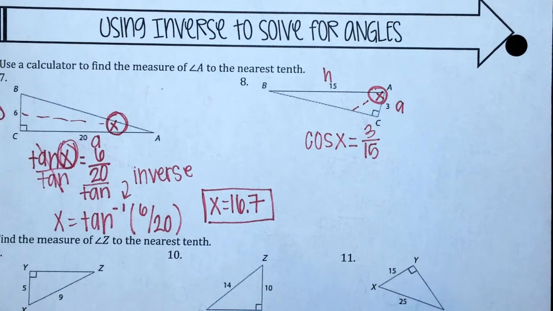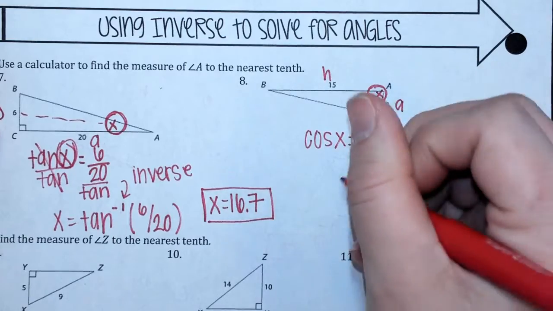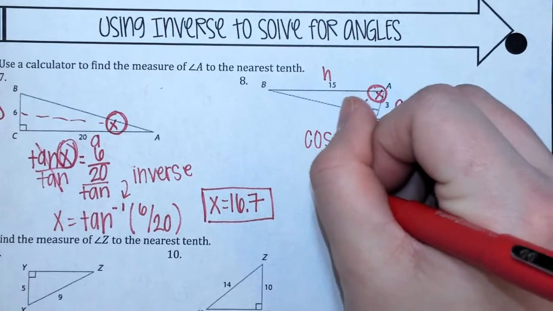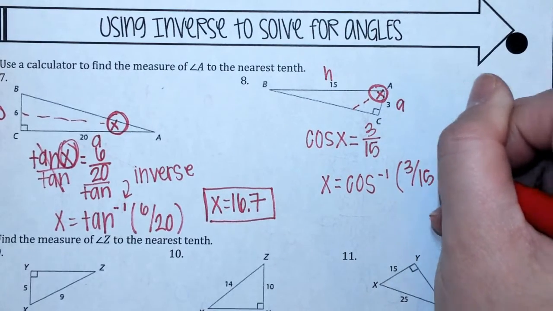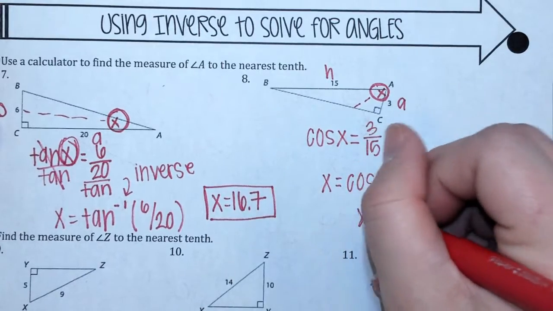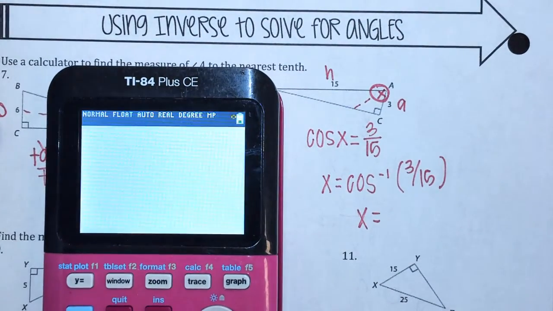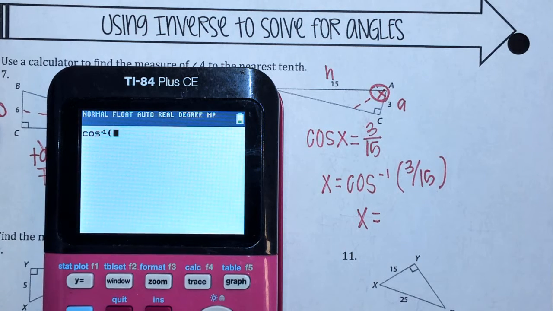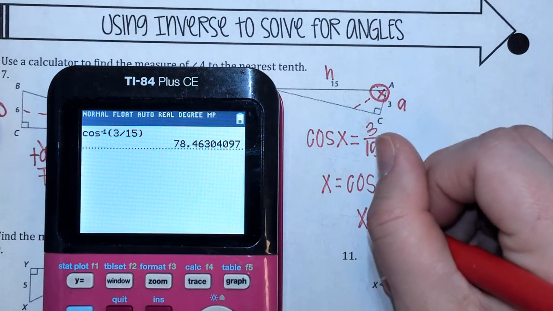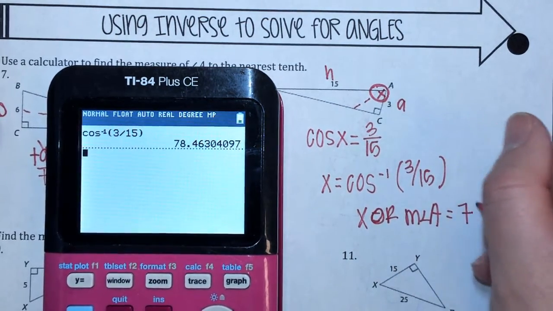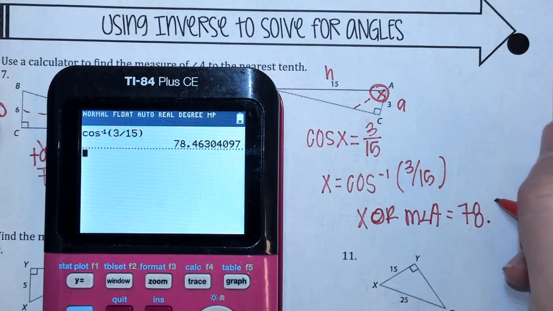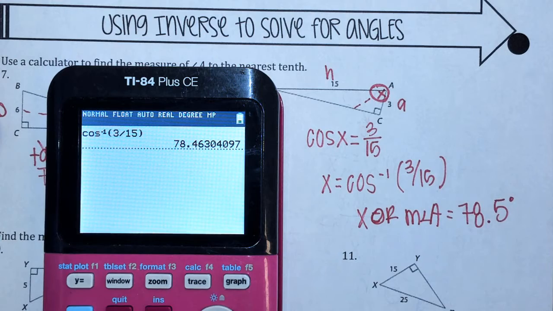So I'm okay with you now, from here, going and saying X equals cosine inverse 3 divided by 15. Write this out. You can go straight to this step and then tell me what they're equal to. So you have to press second cosine, 3 divided by 15. Close your parentheses. So angle A, X, or the measure of angle A is equal to 78 point what? 46, but we're rounding to a tenth, so 5.